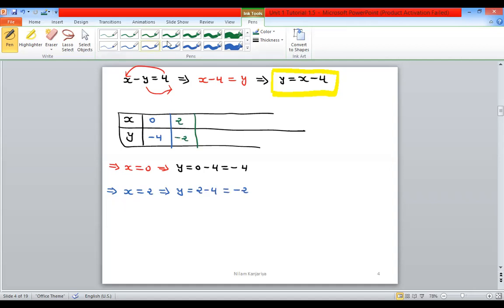And one more positive value which you like. I take x is equal to 4. So what happened? Y is equal to 4 minus 4 is equal to 0. So this is 4 and this is 0. Again take some negative value. X is equal to minus 1. So what happened? Y is equal to minus 1 minus 4. It's a minus 5. So this is minus 1, minus 5.